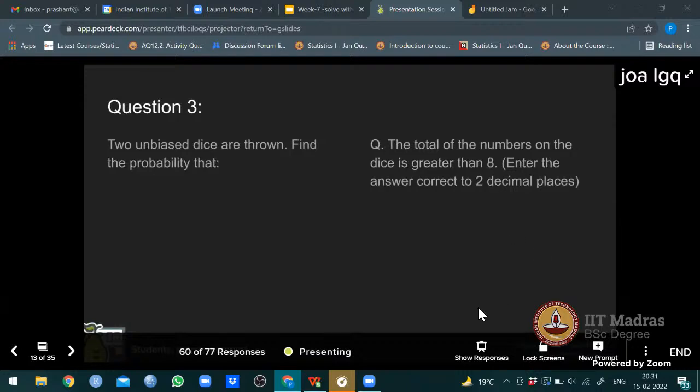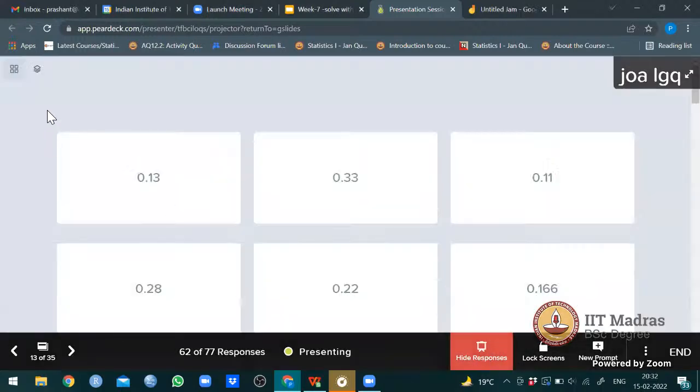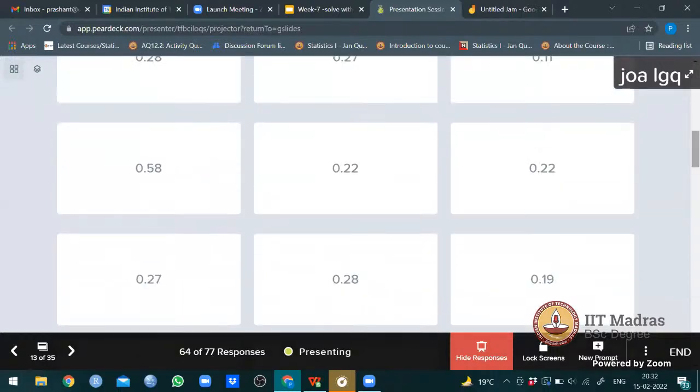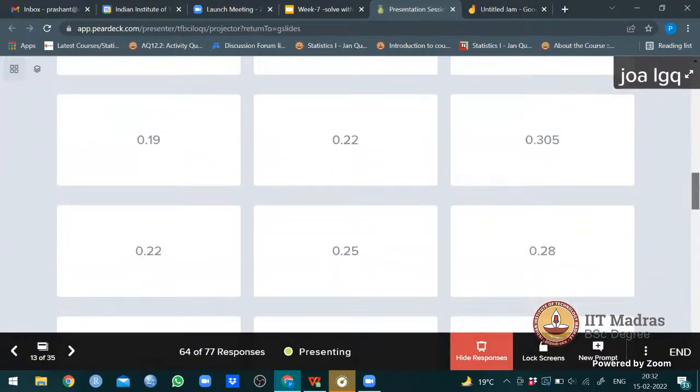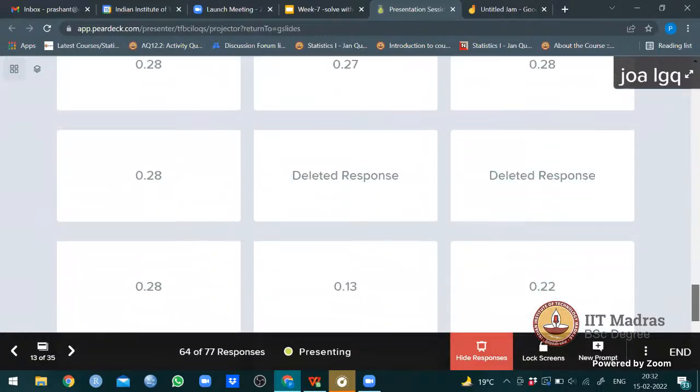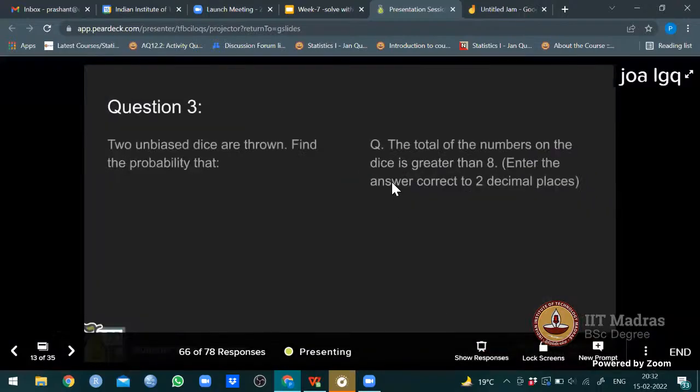Okay, I think we can say responses: 0.13, 0.33. A lot of variations, but I think this is an easy one also. 0.14 is the right answer. One second, we will see the solution.